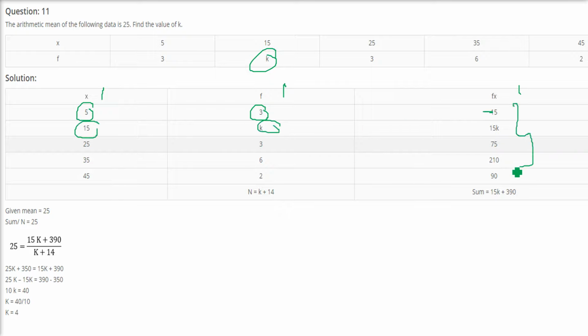So now we add this all. This will be 15k plus 390. Now we add all these. This will be k plus 14. Now we divide. 15k plus 390 by k plus 14 will be equal to 25. Now we solve for k. k will be equal to 4.